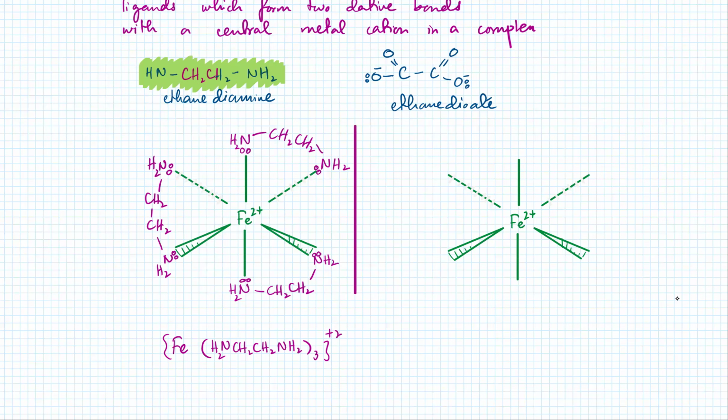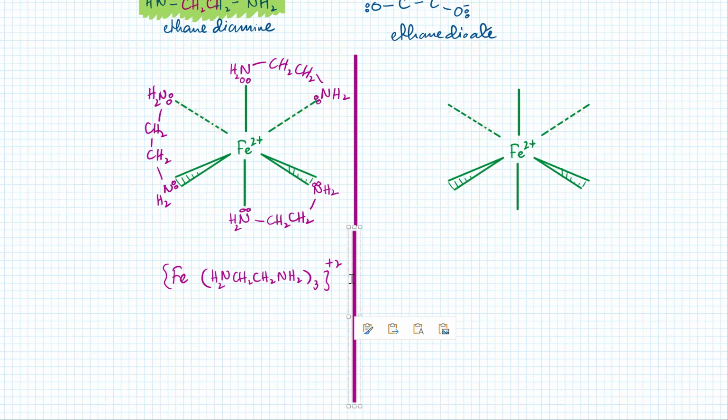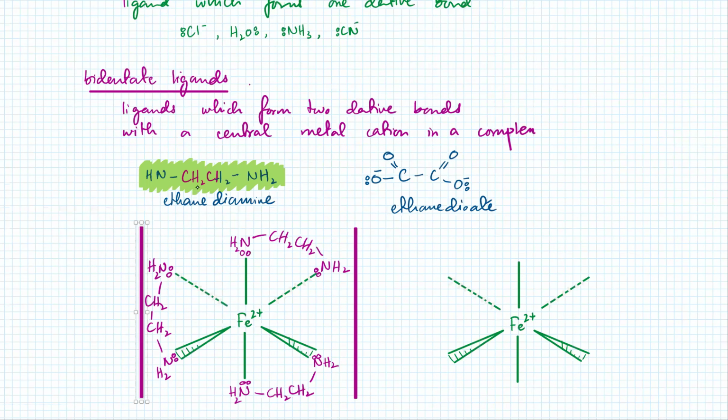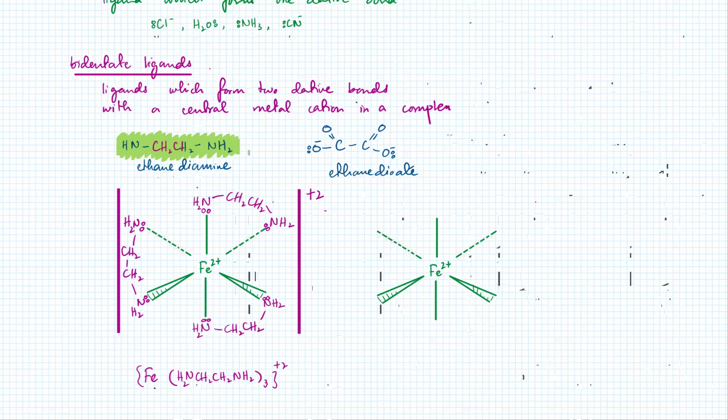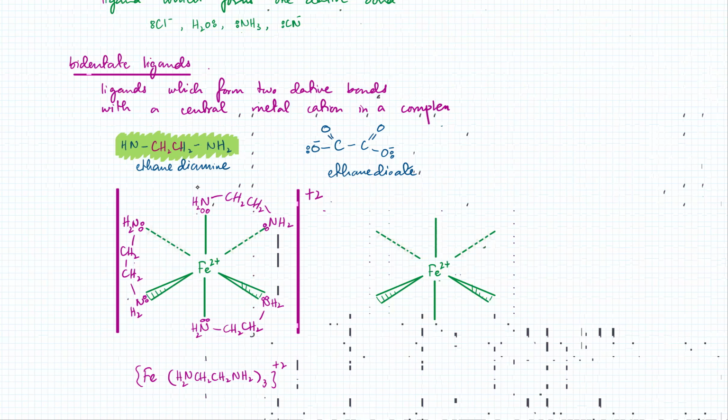So we can write the charge outside it. The overall charge on the entire thing is going to be +2. Okay, so is this clear, how to draw a bidentate ligand? Clear? Yes, miss. Yes, sir.